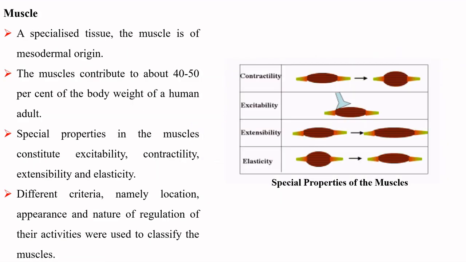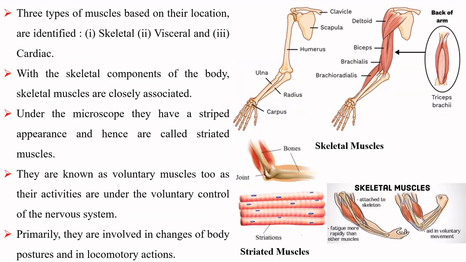Muscle. The muscle is a specialized tissue of mesodermal origin. The muscles contribute to about 40 to 50% of the body weight of a human adult. Special properties of the muscles include excitability, contractility, extensibility, and elasticity. Different criteria, namely location, appearance, and nature of regulation of their activities, are used to classify the muscles.